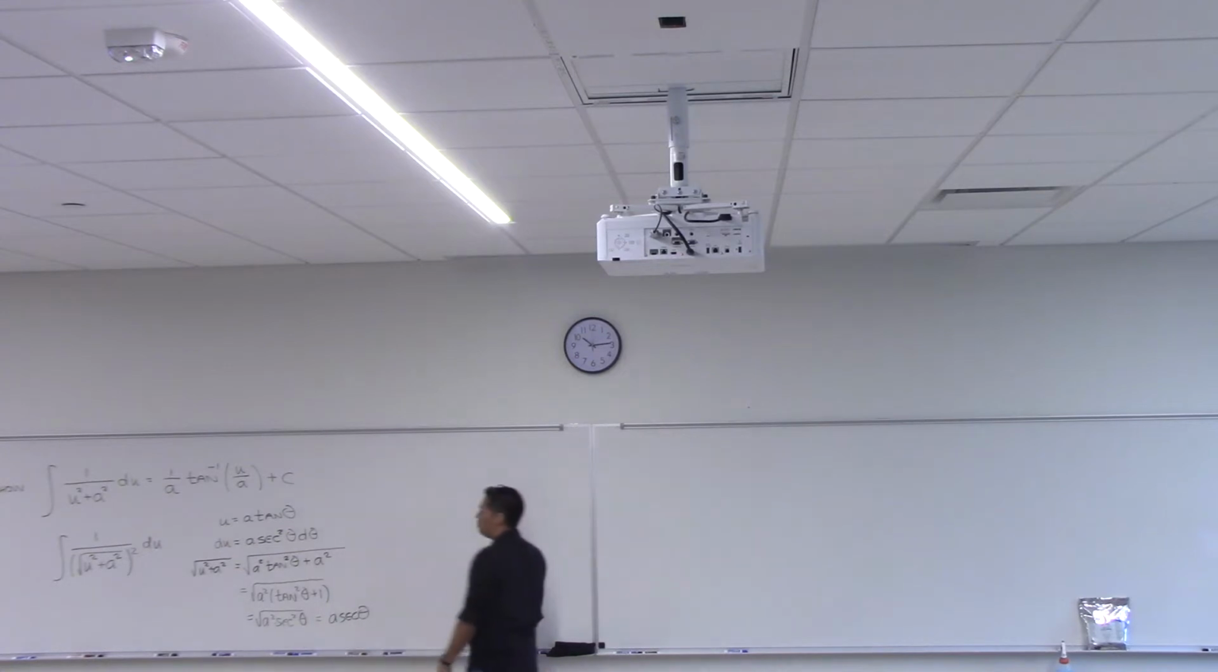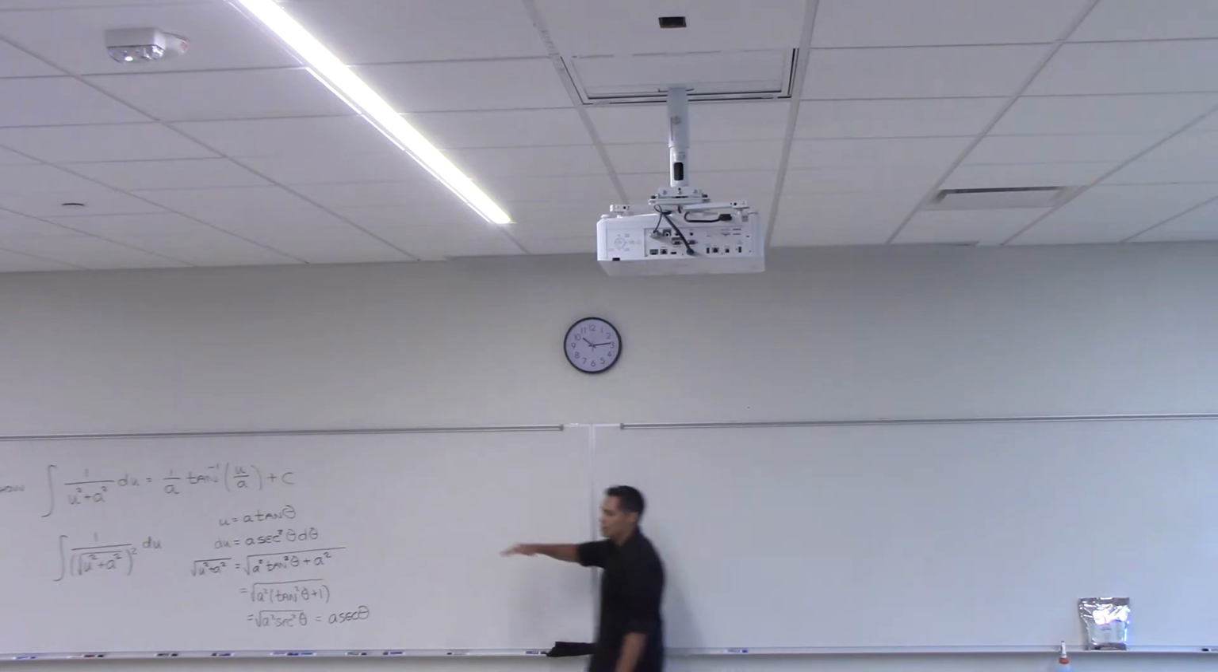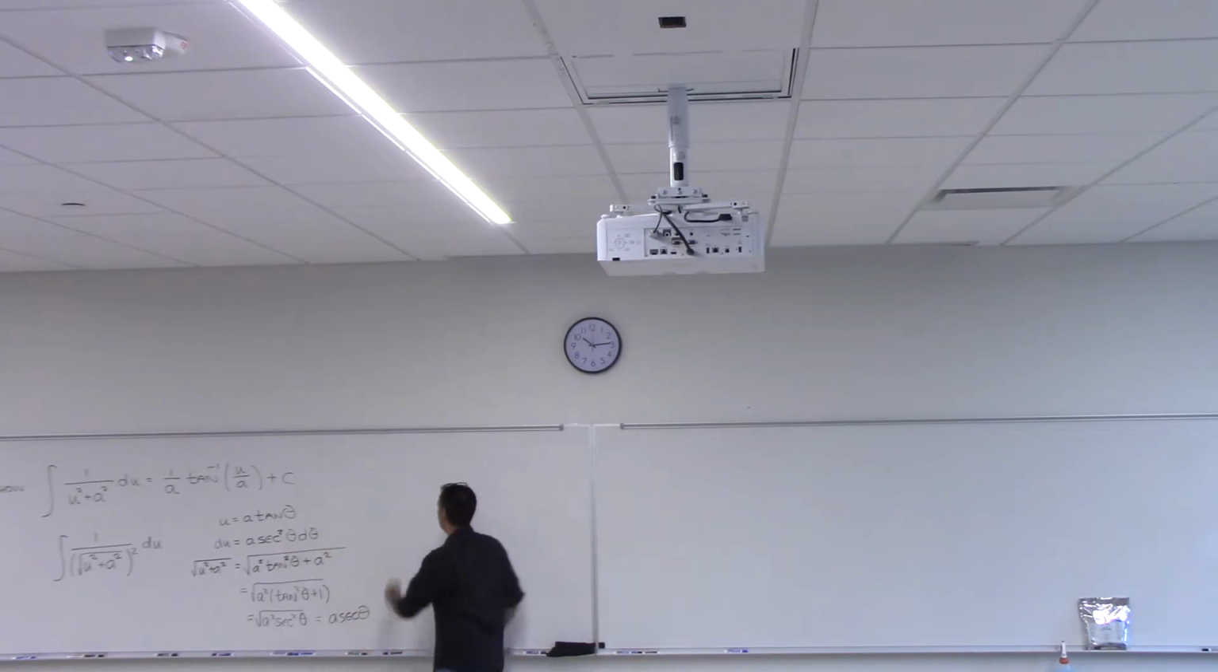All right, that's it. That's all the setup. Every time we do a trig sub, we write down what the trig sub is, we take the derivative of it, and then we figure out what the square root part's going to turn into. And now we just go and rewrite the integral.